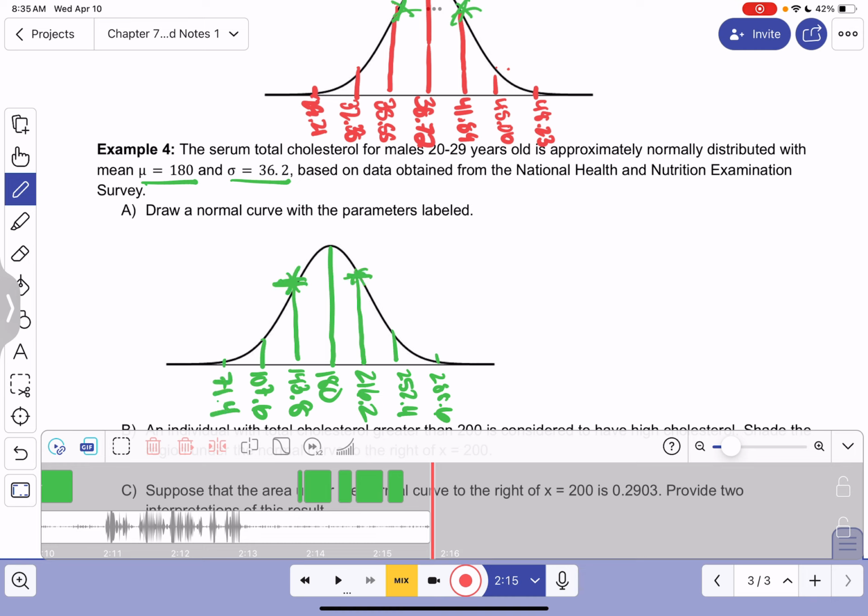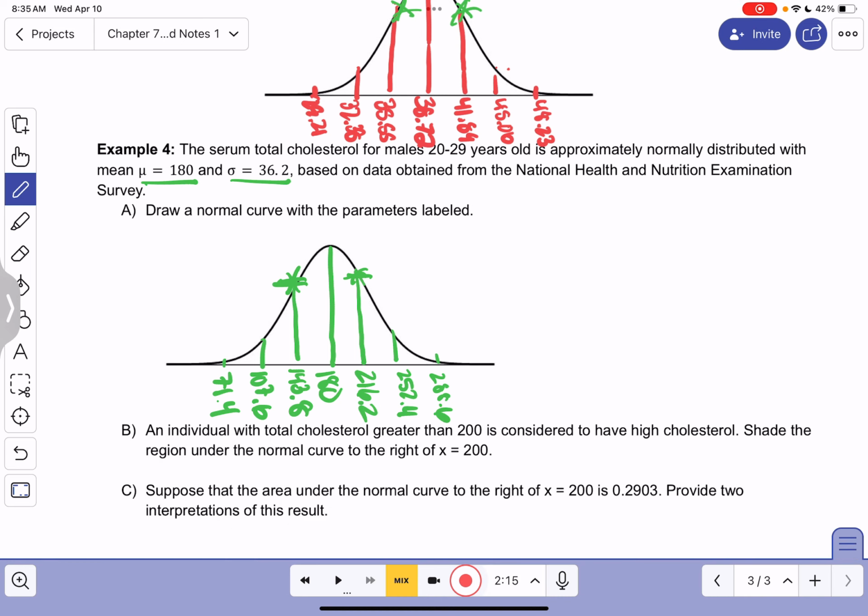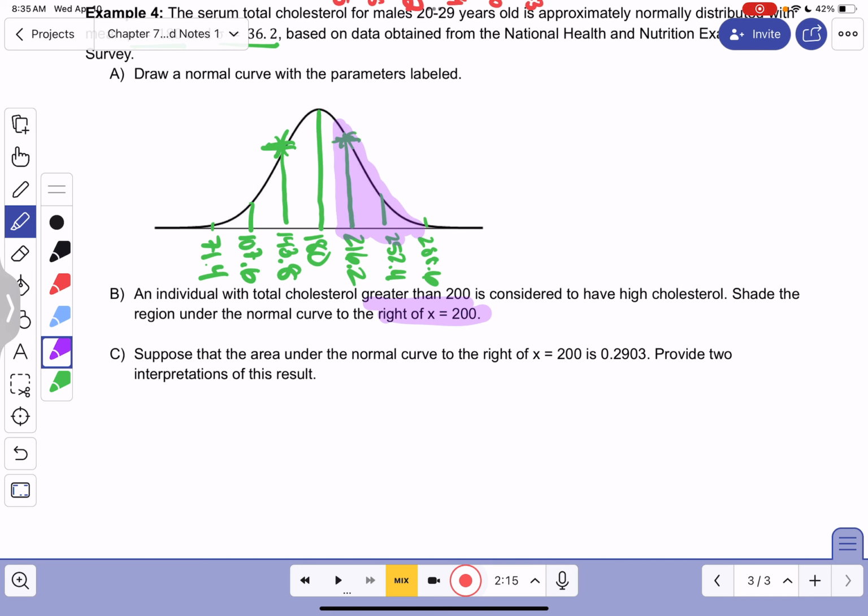So now we've labeled our parameters. Then we're going to answer the questions. An individual with total cholesterol greater than 200 is considered to have high cholesterol. Shade the region to the right of x equals 200. So 200's about here, so we shade to the right. So that purple represents the proportion of people that would have greater than 200. So let's say mathematically that purple proportion adds up to 0.2903.